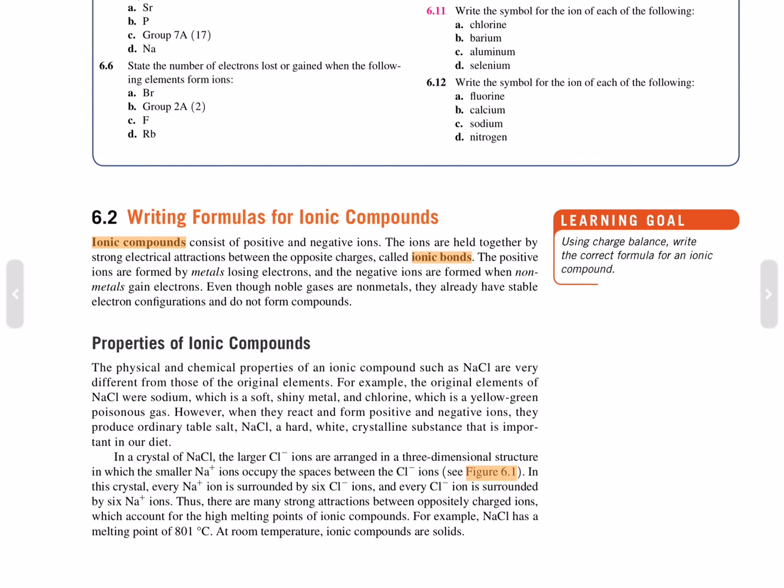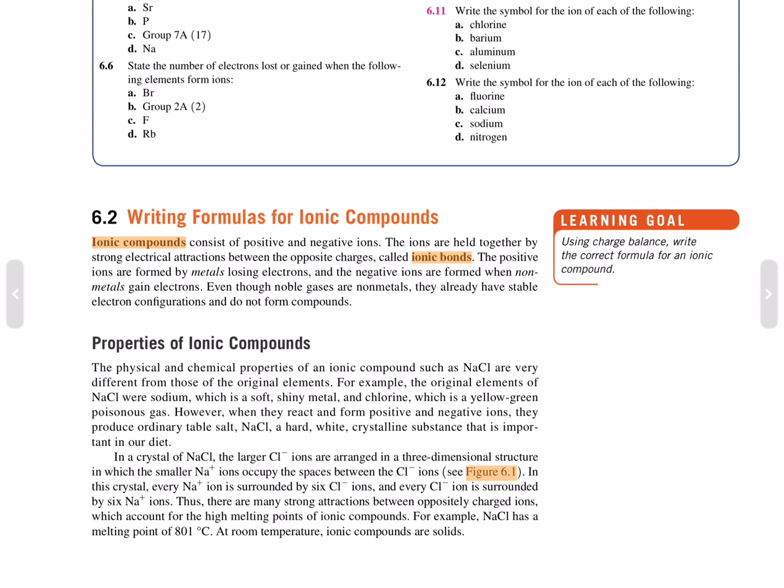Ionic compounds consist of positive and negative ions. The ions are held together by strong electrical attractions between the opposite charges called ionic bonds. The positive ions are formed by metals losing electrons, and the negative ions are formed by nonmetals gaining electrons. Even though noble gases are nonmetals, they already have stable electron configurations and do not form compounds.